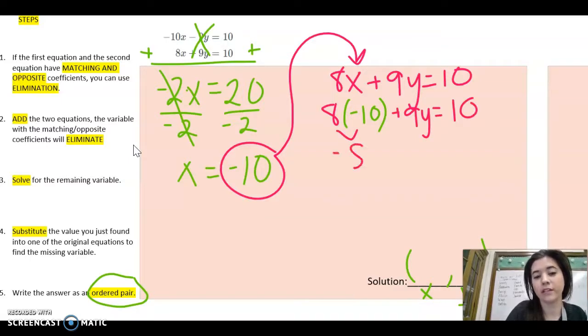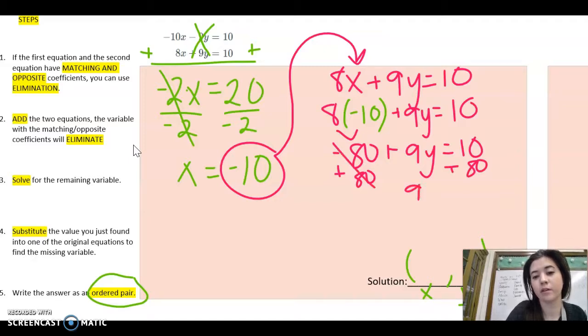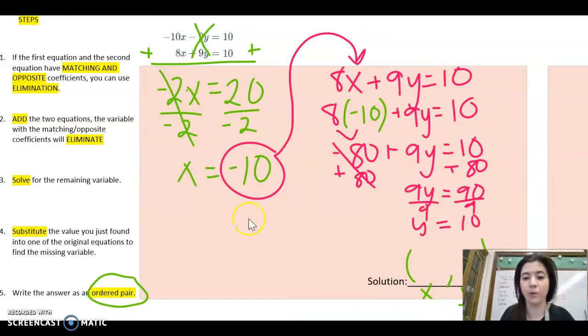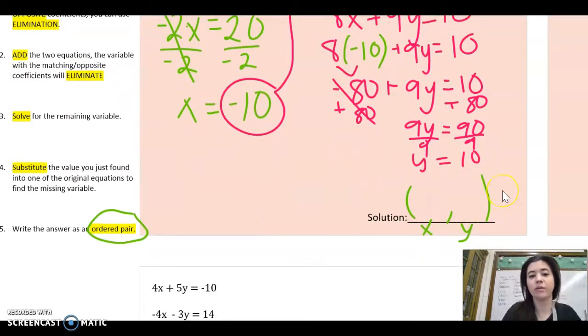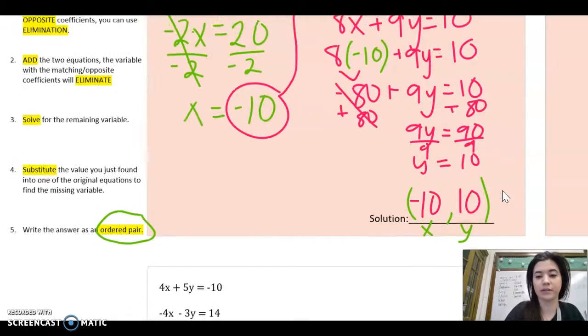Eight times negative 10 is negative 80. Add 80 to both sides. And divide. And we get y equals 10. So, write it as an ordered pair. X is negative 10, y is positive 10.